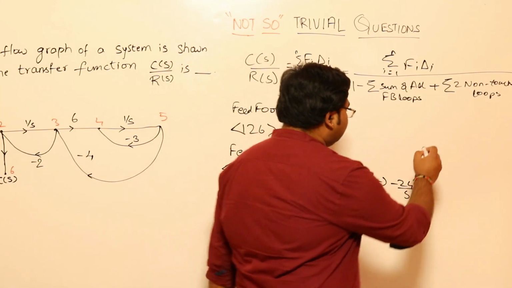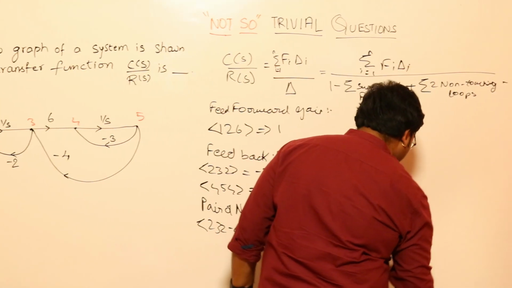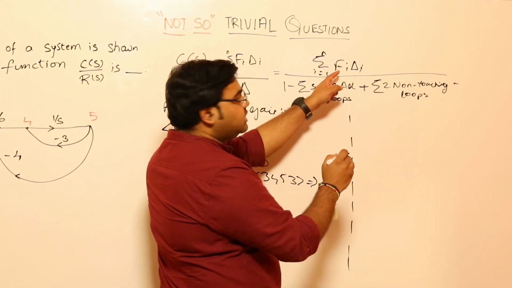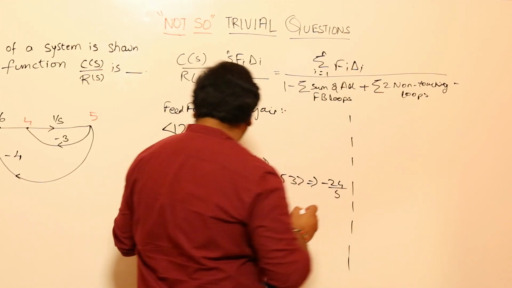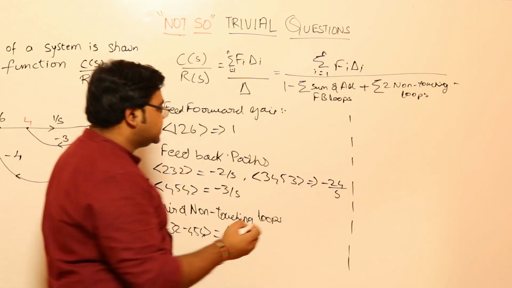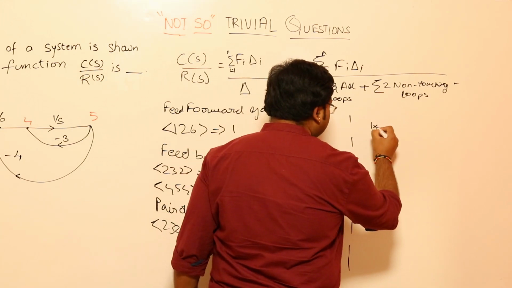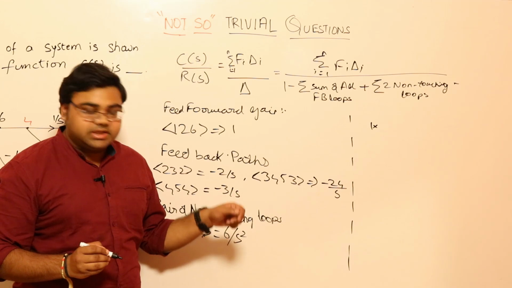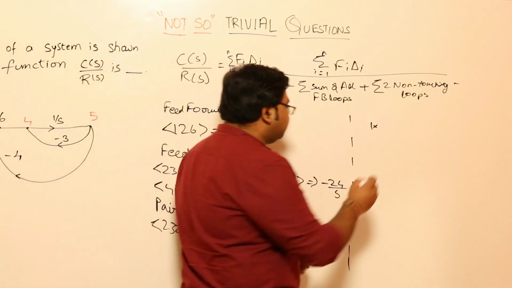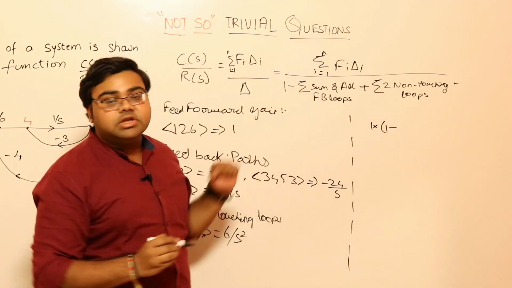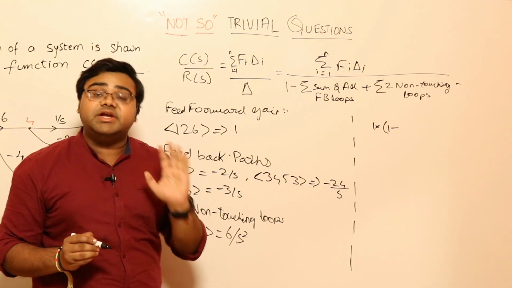So watch very carefully. Let me just draw a border so that nothing gets mixed. So what is it? I want f1 into delta 1. f1 we already have the gain as 1, so that is done. So 1 into delta 1 is basically the delta when f1 is missing. In the sense, again I have to write it in the similar manner. So I'll write 1 minus, sum of all the feedback loops when f1 is missing.